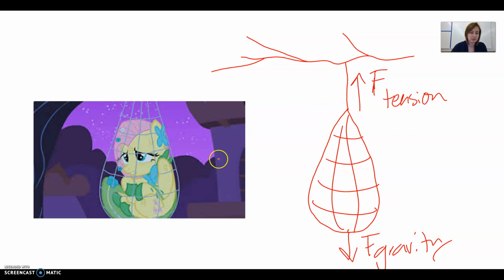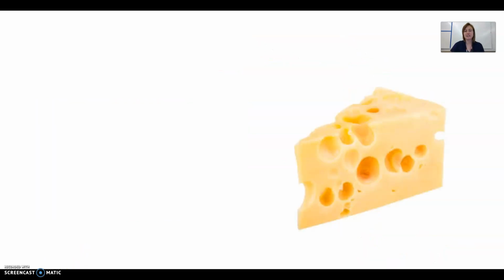Okay, now let's move on from that sad picture, that poor little pony. Okay, cheese. I love cheese, so I had to include that. This is a piece of cheese sitting on a table. So let's go ahead and do a practice with this.